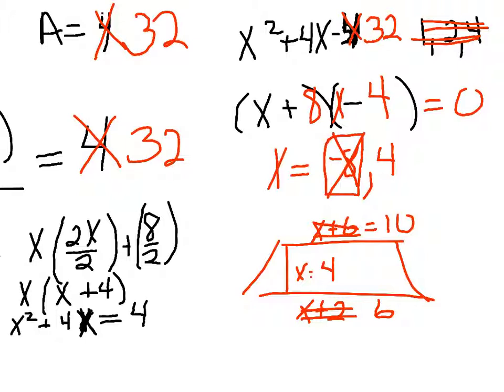Okay. So it's kind of long, so let's go through the steps again. If you have an area problem, first write down the area formula. Substitute the sides in for the length and the width, or the bases, and then set the area equal to the number they tell you. Multiply everything out, move everything to one side, factor it, and then get rid of your negative answer.